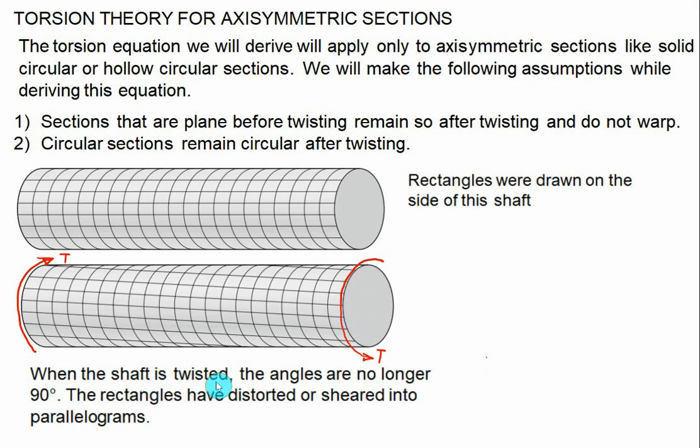So when the shaft is twisted, the angles are no longer 90 degrees. The rectangles have distorted or sheared into parallelograms. So let's consider here one rectangle. This rectangle you observed before twisting, and the same rectangle here we'll find that these edges are now at a certain angle.